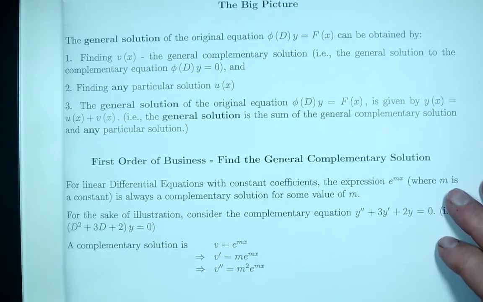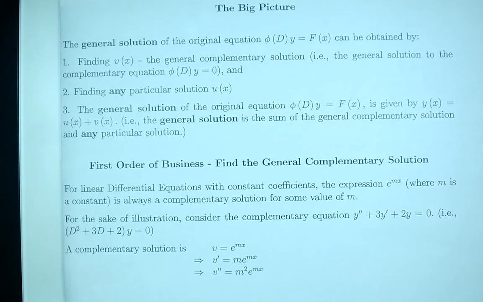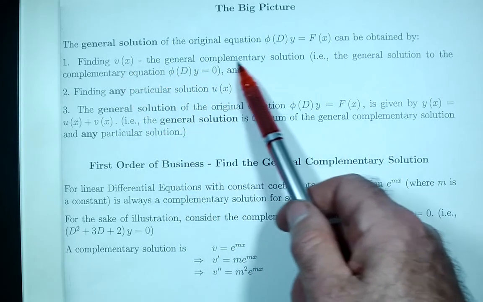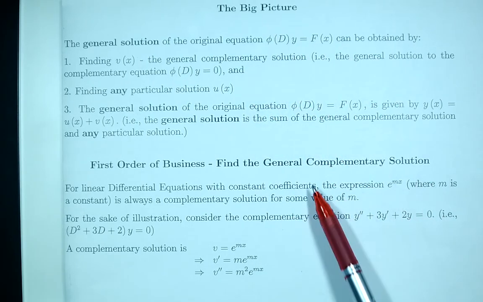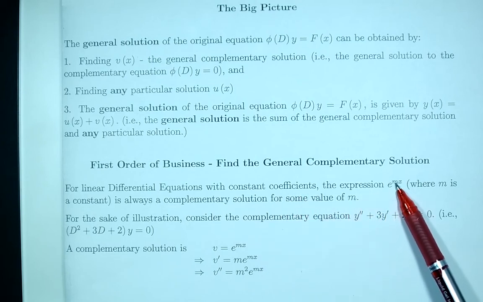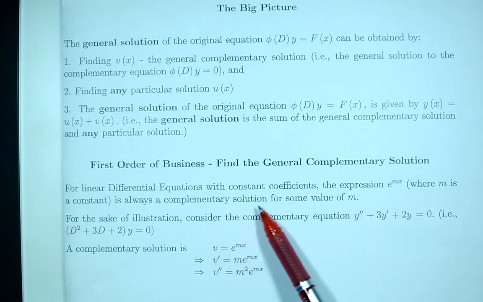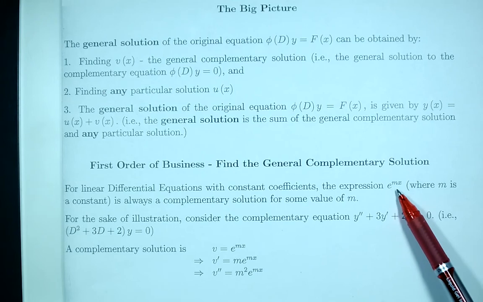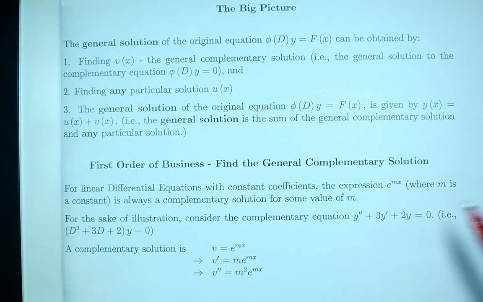So let's do this. I guess the first thing we have to do, since step 1 up here says find v of x, the general complementary solution, we need to know how to do that. So for linear differential equations with constant coefficients, the expression e to the power of mx, where m is a constant, is always a solution for some value of m. This function, for some value of m, will always be a solution to the complementary equation.